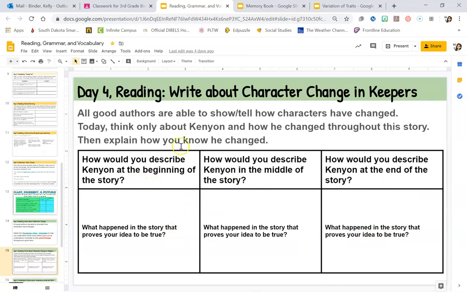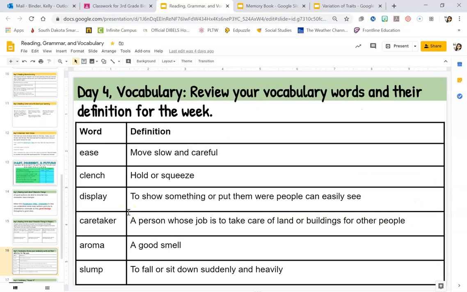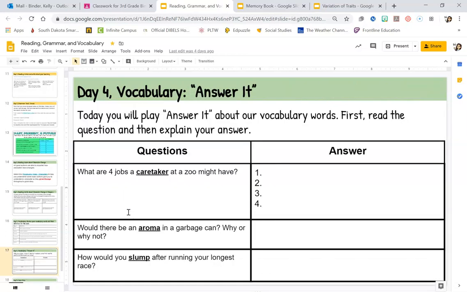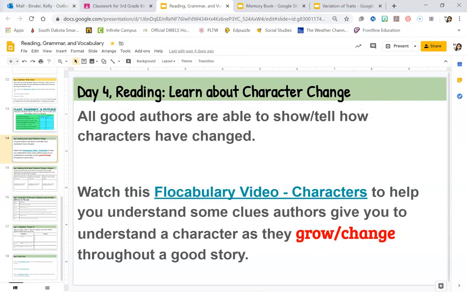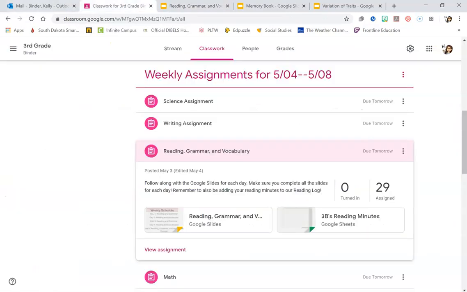How would you describe Kenyon at the beginning? What happened that proves your idea to be true? How would you describe him in the middle? And how would you describe him at the end? And then review your vocabulary words, then you're going to do answer it. So here's your questions over here about the vocabulary words. Answer the questions right over here. So a few slides for today in reading and vocabulary.